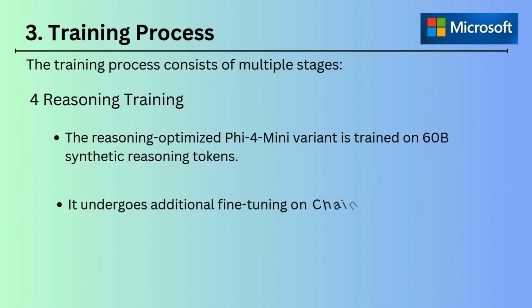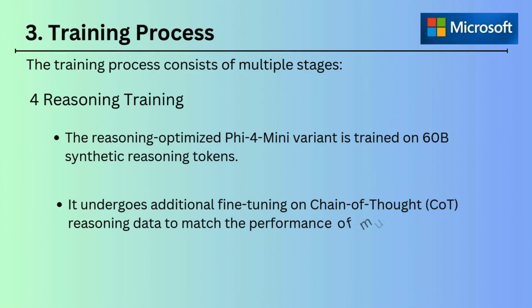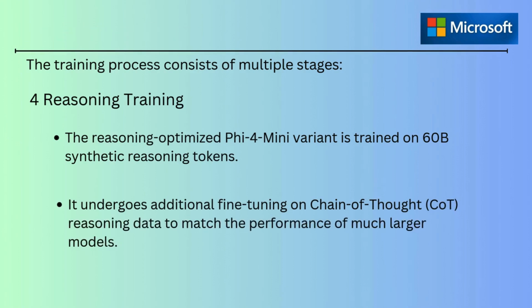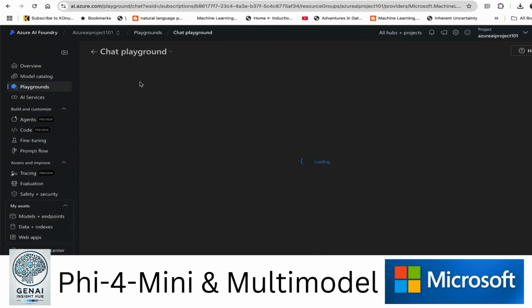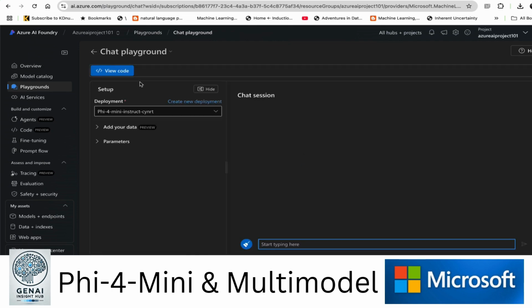It undergoes additional fine-tuning on chain-of-thought reasoning data to match the performance of much larger models. After successfully deploying Phi-4 Mini, click on the Open in Playground button. This will launch a chat session where you can interact with the model in real time. For example, if you ask the question, "What is life?" the model will instantly generate a response.